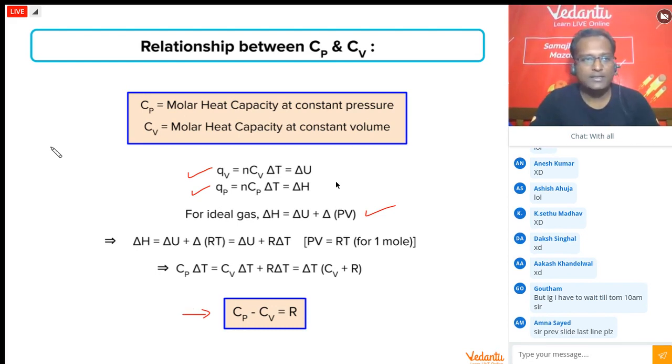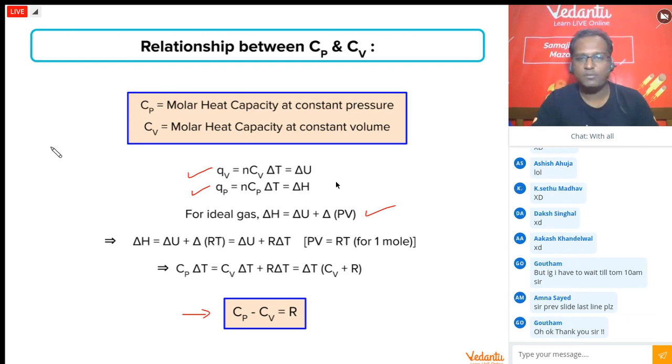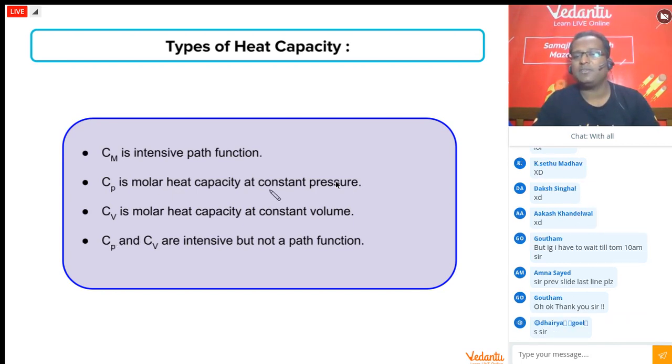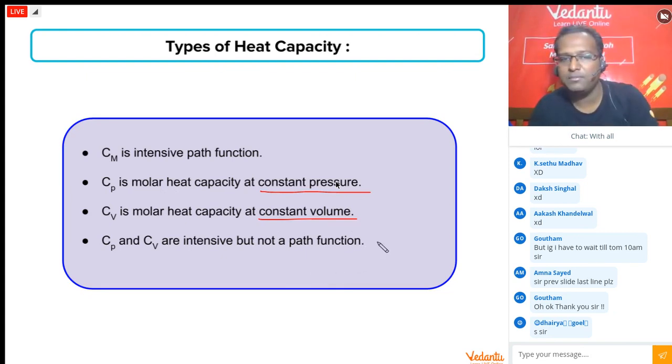Previous slide, last line, please. This was your previous slide. CP and CV are intensive but not path function क्योंकि वो already एक एक path के लिए define हो गए ना. CP means heat capacity which was calculated already at constant pressure. CV means heat capacity which was already calculated at constant volume. So no more path can be defined for them.